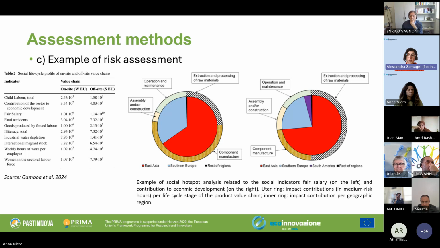So the risk assessment is an approach in which we can identify where we might have potential elements of concern in terms of geography, in terms of life cycle stages, and in terms of specific social themes.